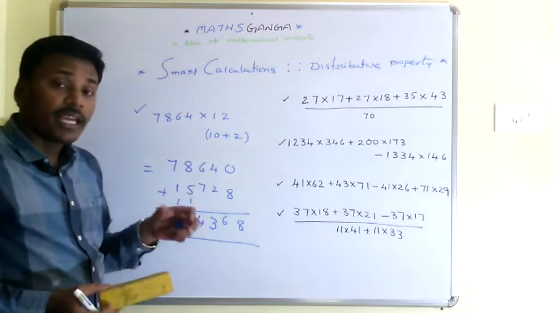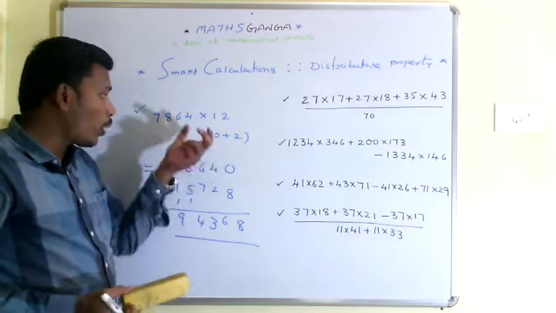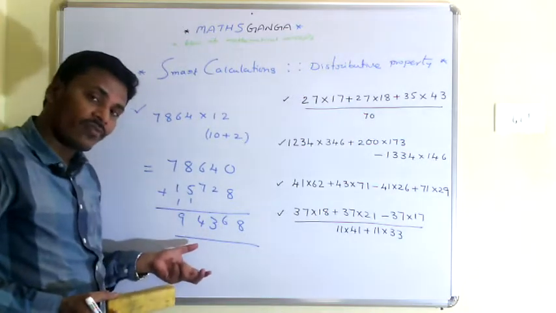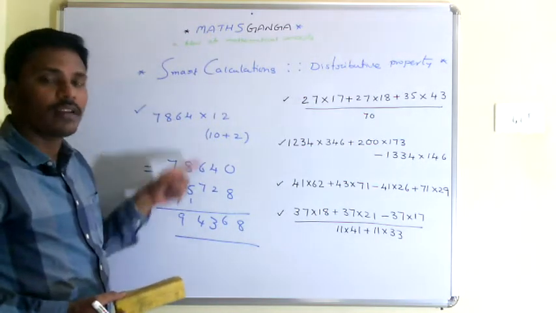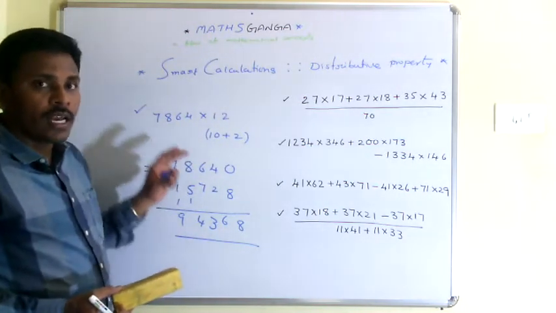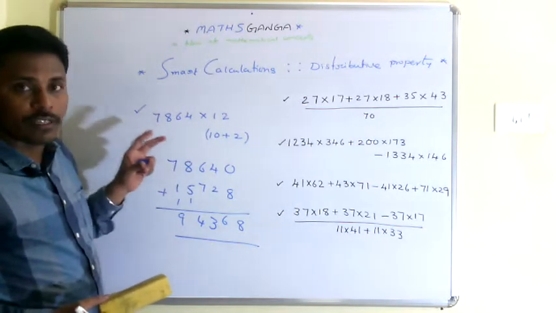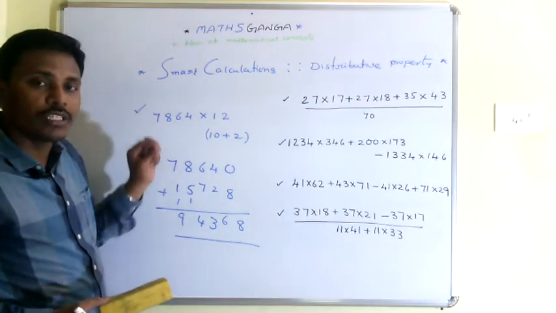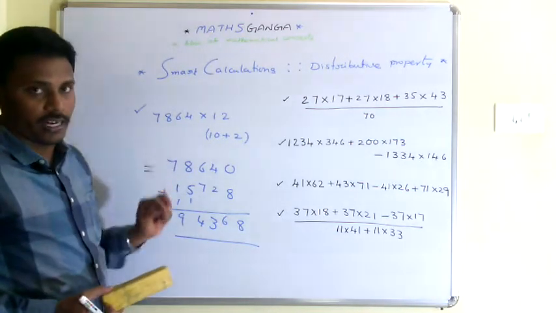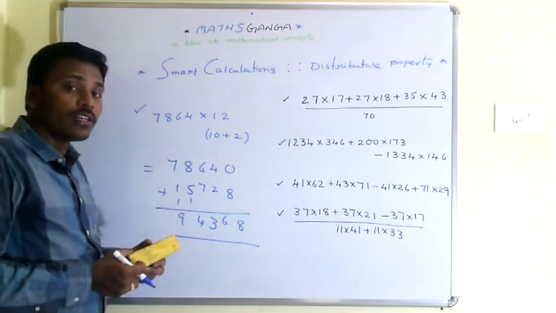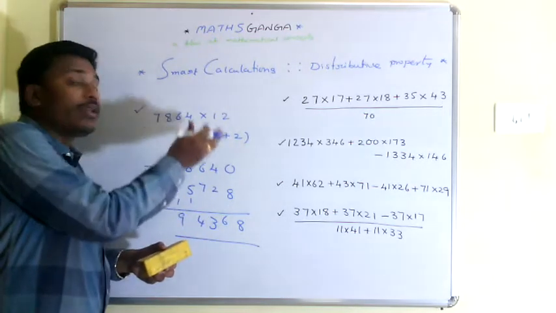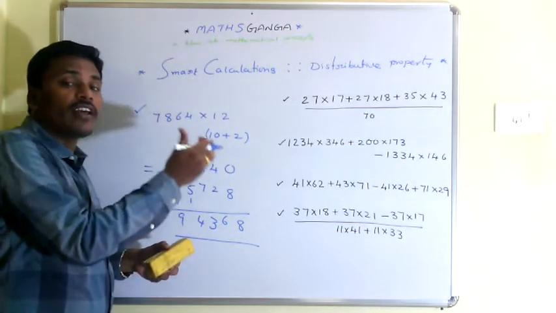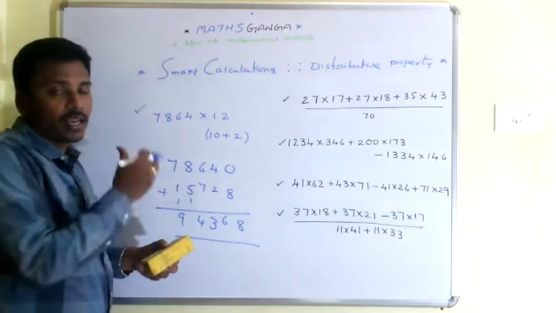94,368. Okay. Instead of using the 12th table, I just use the second table and then I do addition. So that means the distributive property helps us in conversion of the difficult multiplication problems into easy additions and easy subtractions. This is one way. So what we do here, we are distributing the outer term to each and every term of the inner bracket. Okay, this is one way.